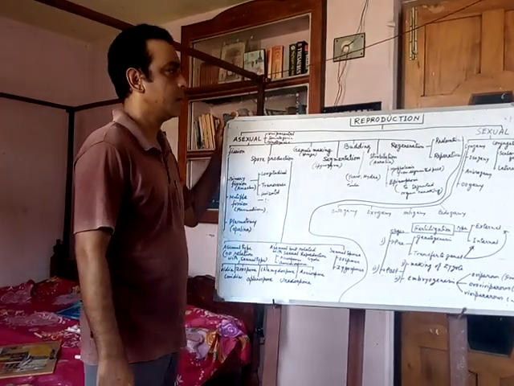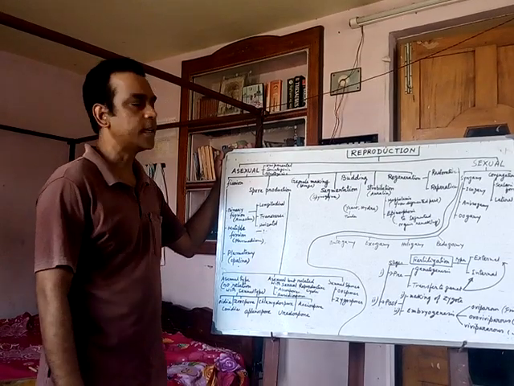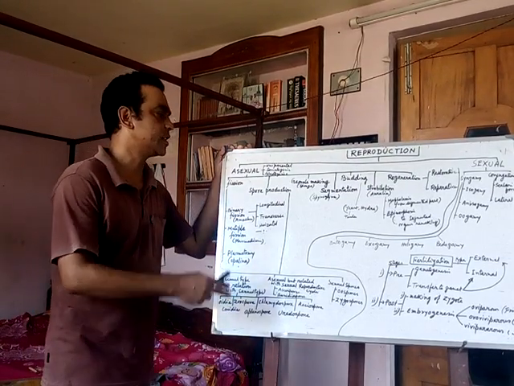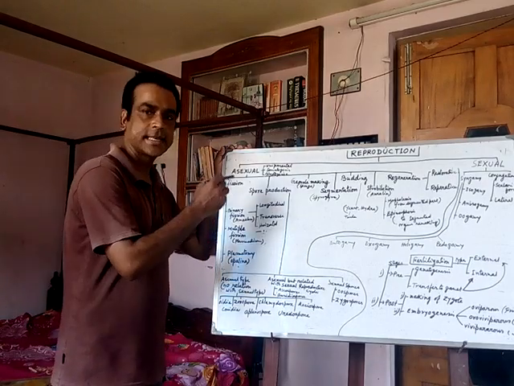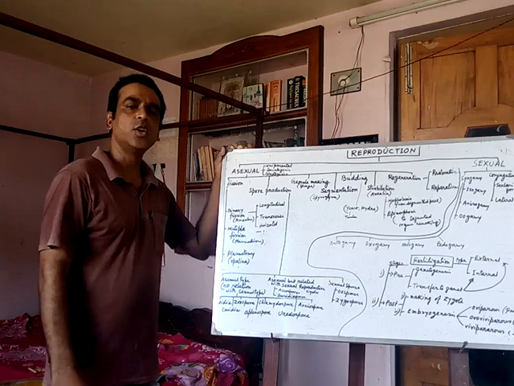Now, the first chapter, reproduction. There are two types of general reproduction present here: one asexual and two sexual.